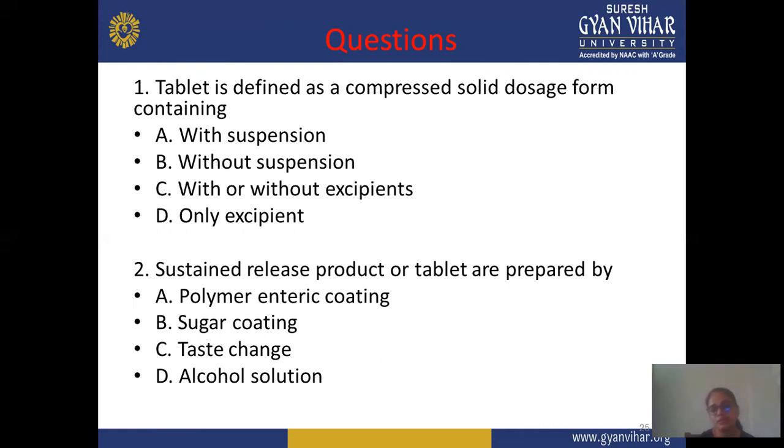And the second question is: sustained release products or tablets are prepared by polymer and A, coating, B, sugar coating, C, taste change, D, alcohol solution. In this, you know what a sustained release tablet is and how to prepare it, and select any one option out of A, B, C, D.